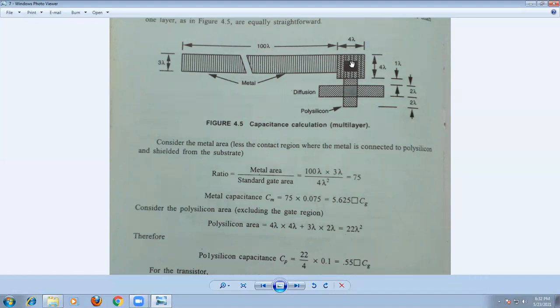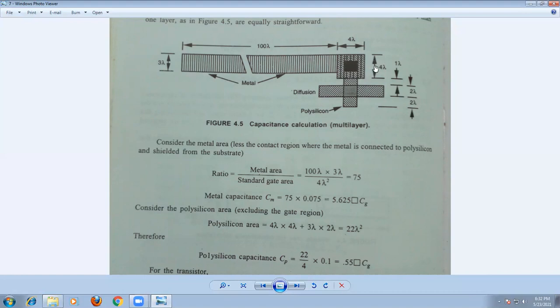This length also. The polysilicon will consist of this totally. Here also we are having the polysilicon, and metal also. You can take either metal or polysilicon. Already we are considering metal here, and we are not considering this contact for the poly metal one. So we can consider this total metal for the polysilicon.